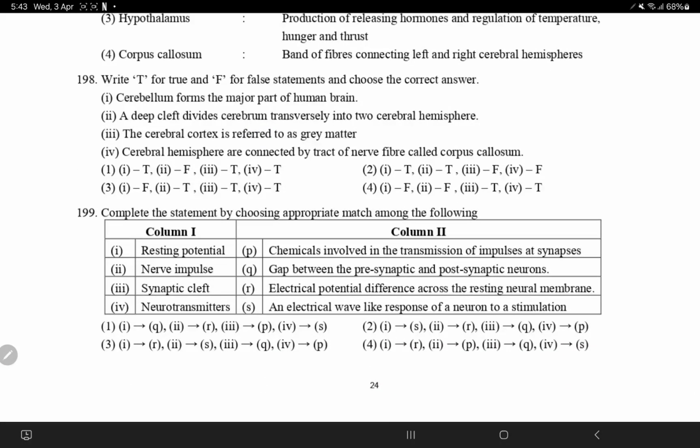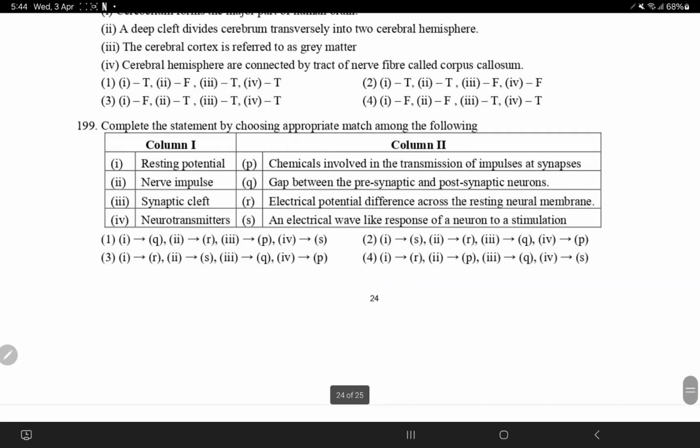So true or false? Cerebellum forms the major part of human brain. No, false. 1 is F. And 2 is deep dividing the cerebrum transversely into 2 cerebral hemispheres. So that is false. Not transversely, horizontally. So the cerebral cortex is referred to as grey matter. True. Cerebral hemispheres are connected by a tract of nerve fiber called corpus callosum. True.